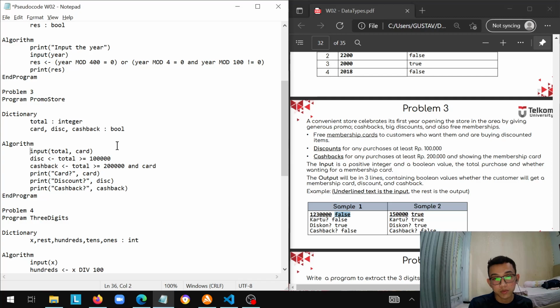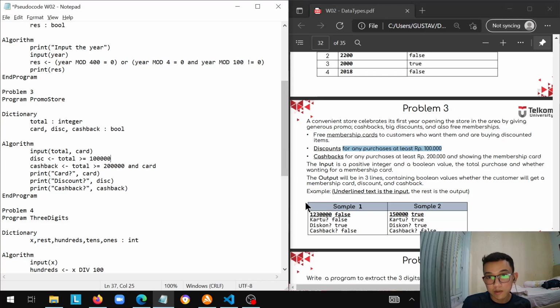It's gonna ask for an input based on the sample case here, for the total amount of money spent and whether you have a card or not, and if you don't have a card, whether you want a card or not. And from that, we can first calculate the discount. Here, the discount is for any purchases of at least 100,000, so at least 100,000 here will determine whether the discount is true or false.